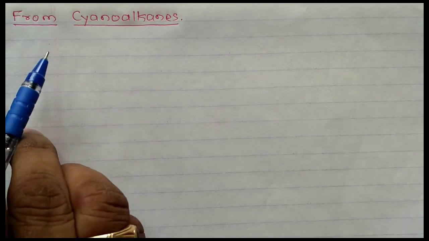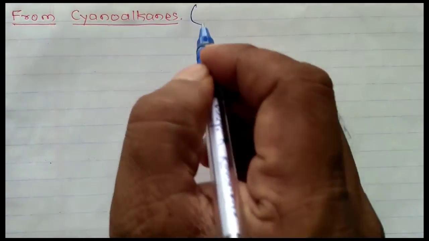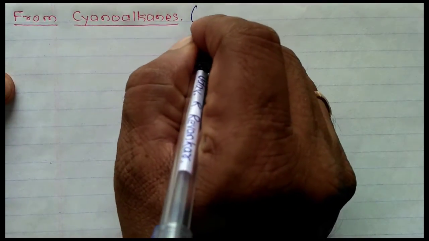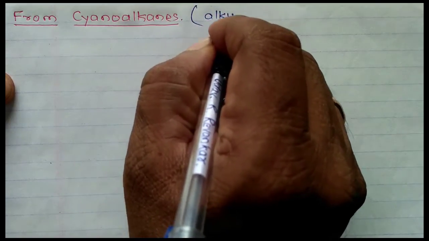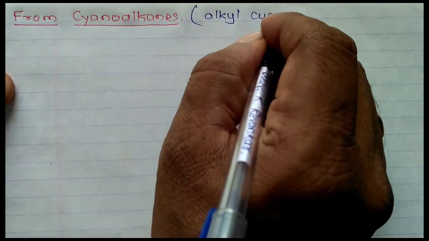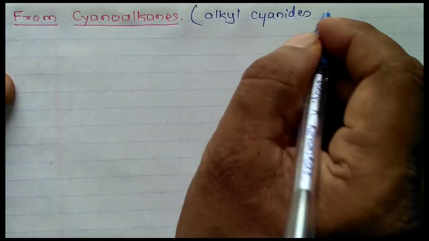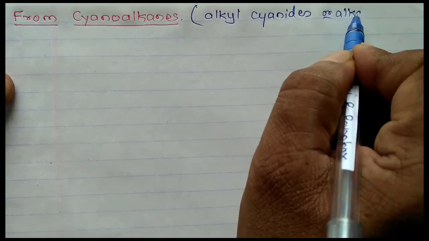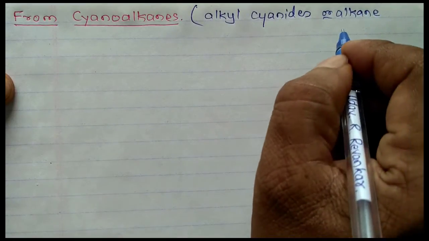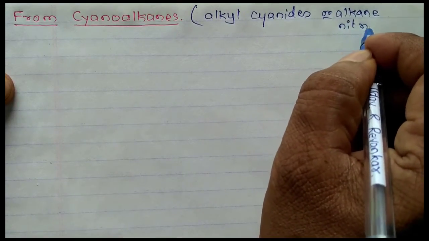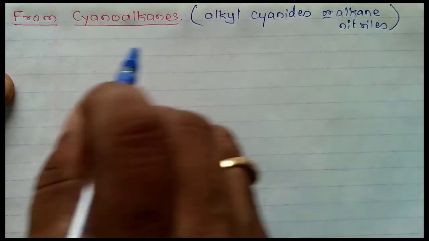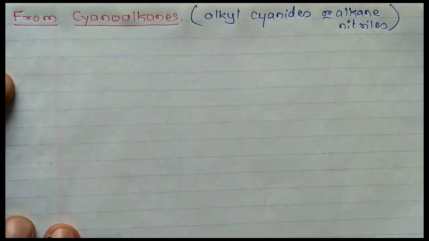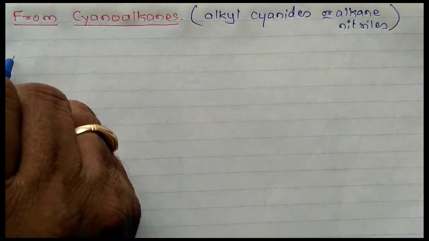Next, preparation of carboxylic acid starting from cyanoalkane. These are also called alkyl cyanides or alkane nitriles. These are the other names of cyanoalkanes.